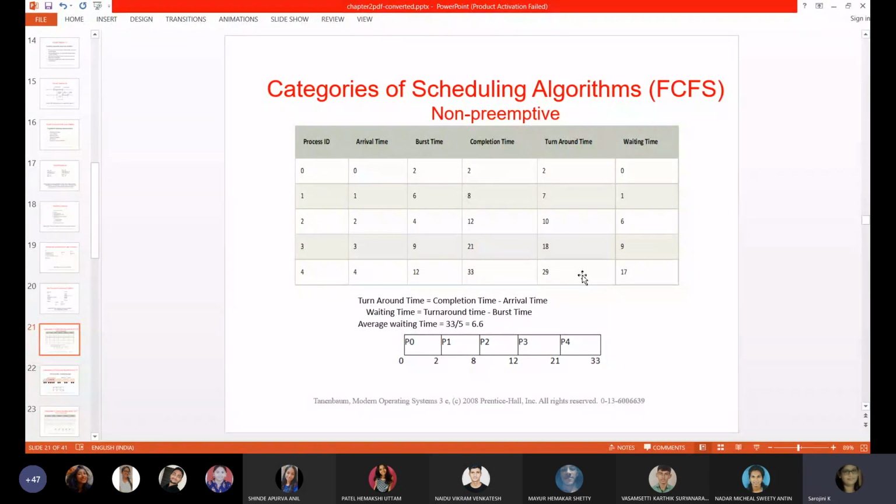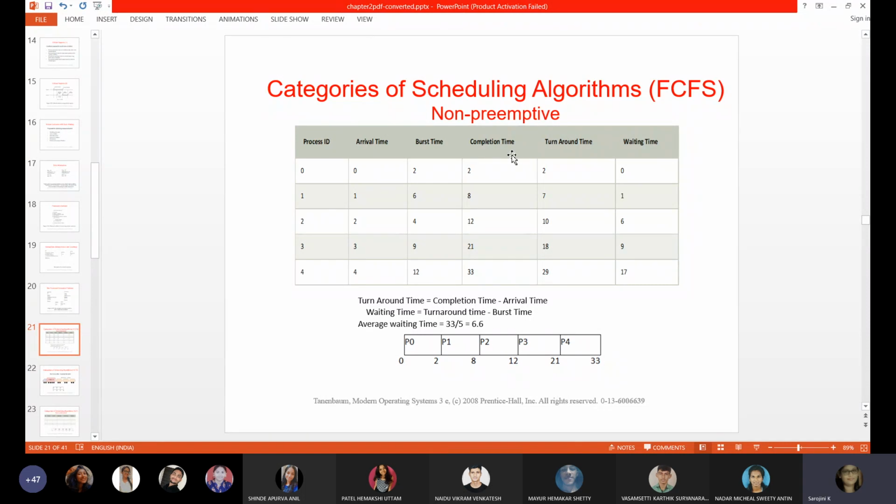So turnaround time, you will calculate as completion time minus arrival time. Okay. I should not click because when I'm moving the cursor, it is getting automatically selected. Okay, that's why the pop-up came. Okay. So then waiting time: you calculated the turnaround time, so turnaround time minus burst time will be the waiting time.